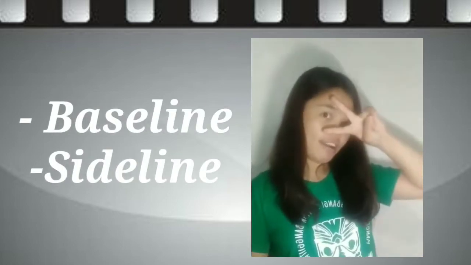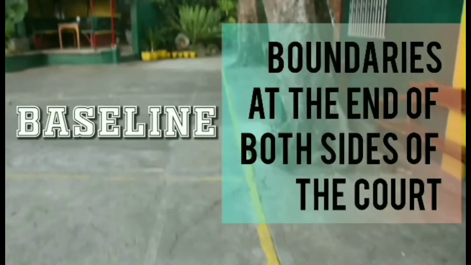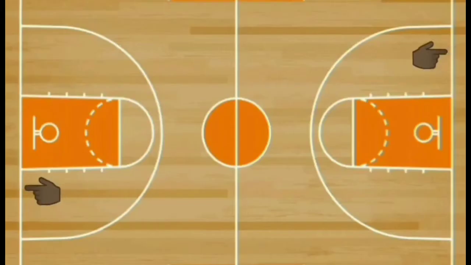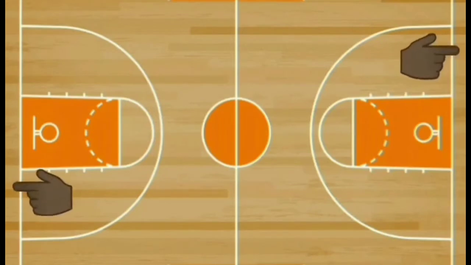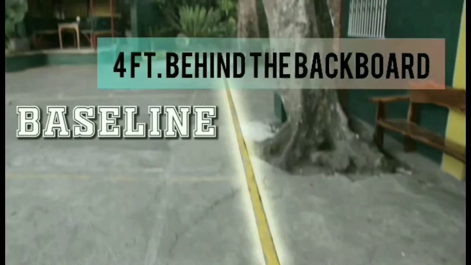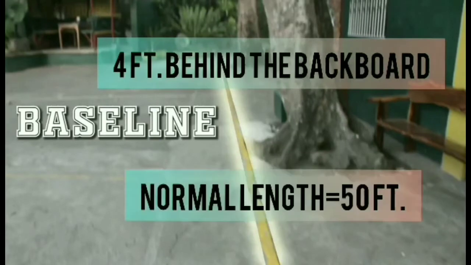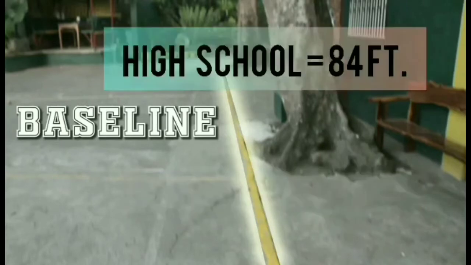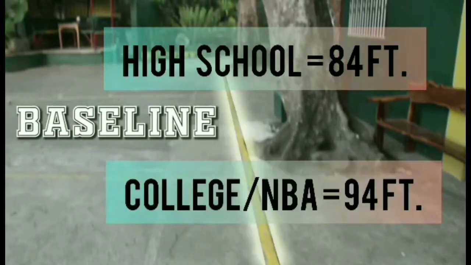Baseline is the boundary at the end of both sides of the court and is the out-of-bounds line behind each basket. It extends from sideline to sideline. The line is 4 feet behind the backboard and its length is the same as the width of the court, which is normally 50 feet. For high school, the court length is 84 feet, while it is 94 feet for college and the NBA.